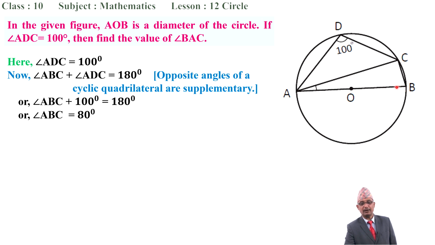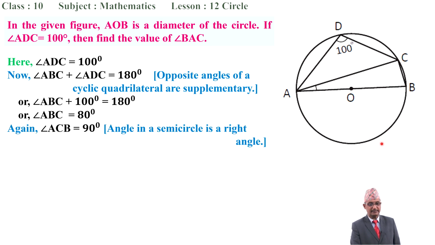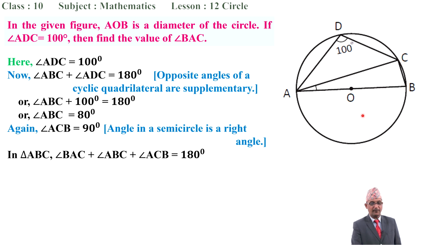Now which angle can we calculate? Yes, you are correct. AB is the diameter, so angle ACB is in a semicircle, and we know that an angle in a semicircle is a right angle. So angle ACB equals 90 degree, because an angle in a semicircle is a right angle. Yes, so now this angle also we have calculated. So in triangle ABC, the values of two angles we have calculated: angle ACB 90 degree, ABC 80 degree. Now how can you calculate the third angle BAC? Yes, by using the sum of angles of a triangle.